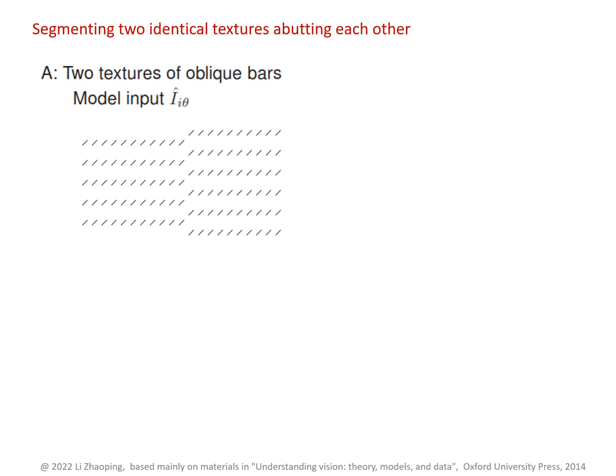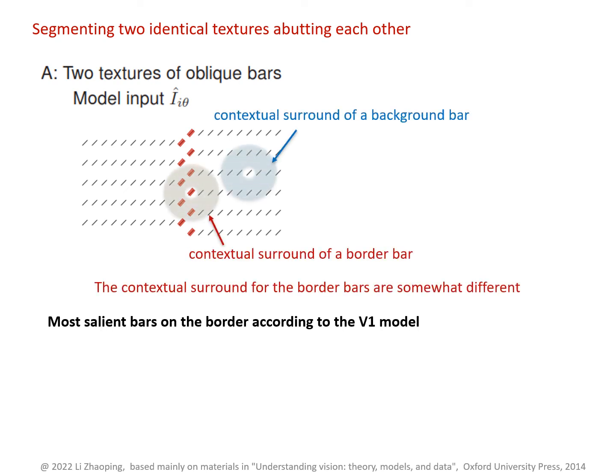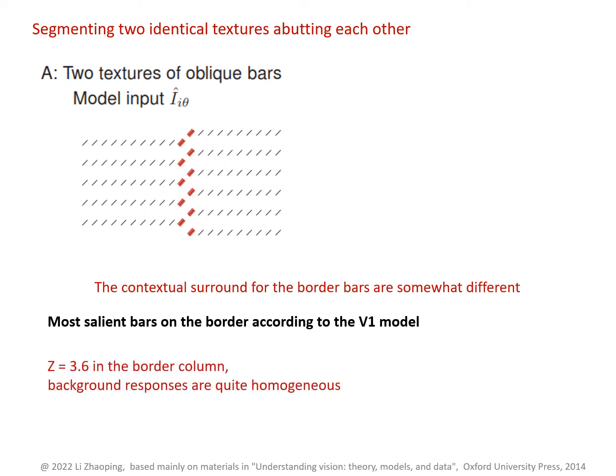Here, two neighboring textures are identical to each other. We can easily segment them by some salient border bars. According to the V1 model, the bars evoking slightly higher responses are these on the border. These bars have somewhat different contextual surround compared to the texture bars away from the border. So even though their evoked responses are only slightly higher than those from the other bars, they could still give high z-scores when the background responses are sufficiently homogeneous.